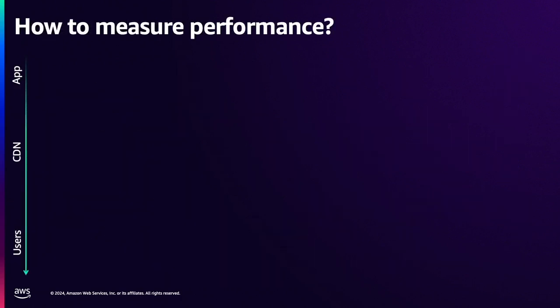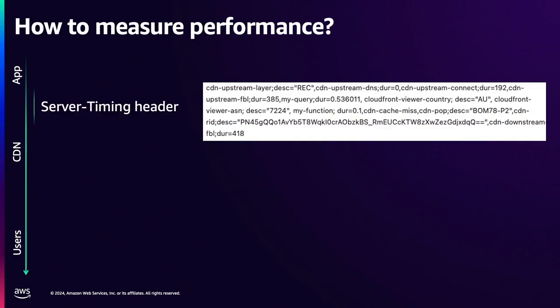Okay, so we talked about performance. It's important to measure it, to be able to improve it. So I'm going to give you some hints on how to do it. The first thing to think about is measuring the performance on the server side. One way to do it is using the Server-Timing header that you can generate in your application and include the latency that was spent in different parts of your application. And you can enable it as well in CloudFront.